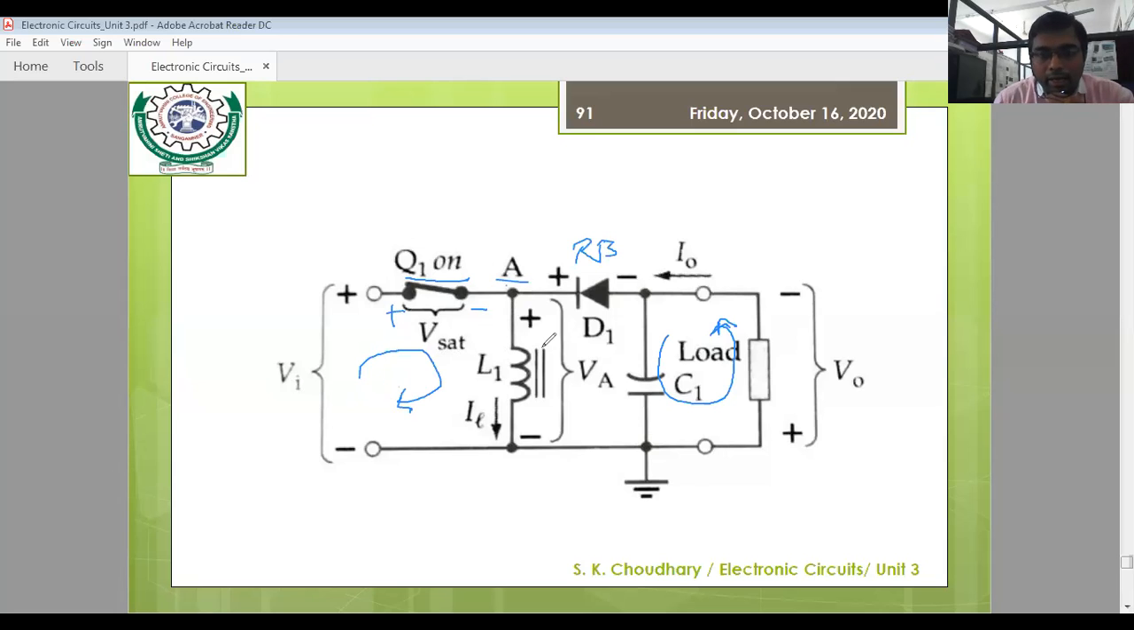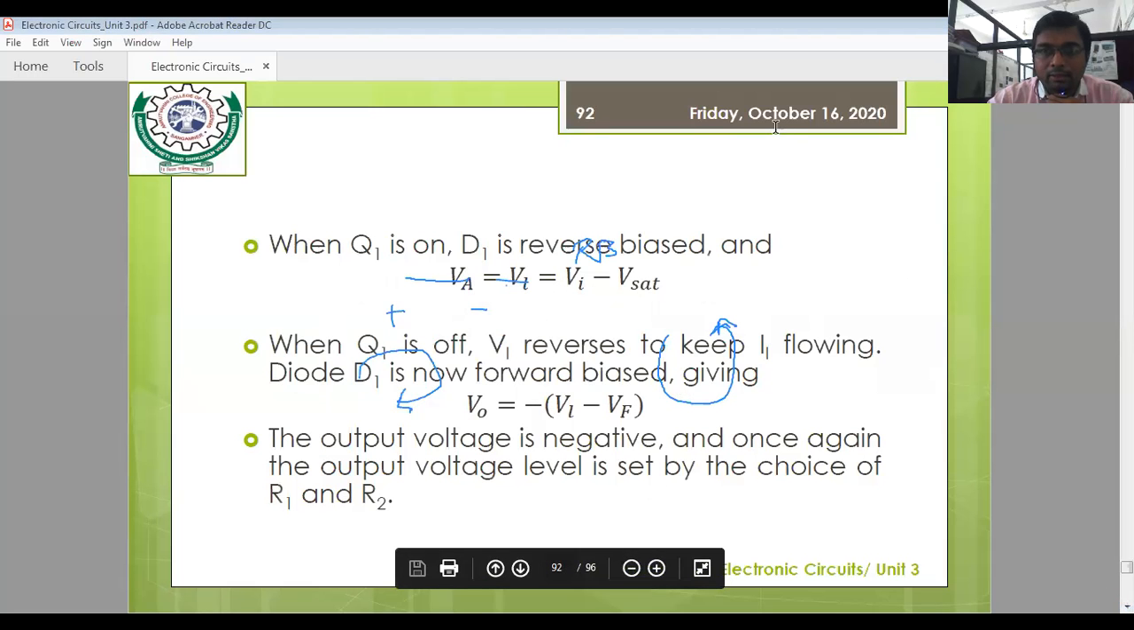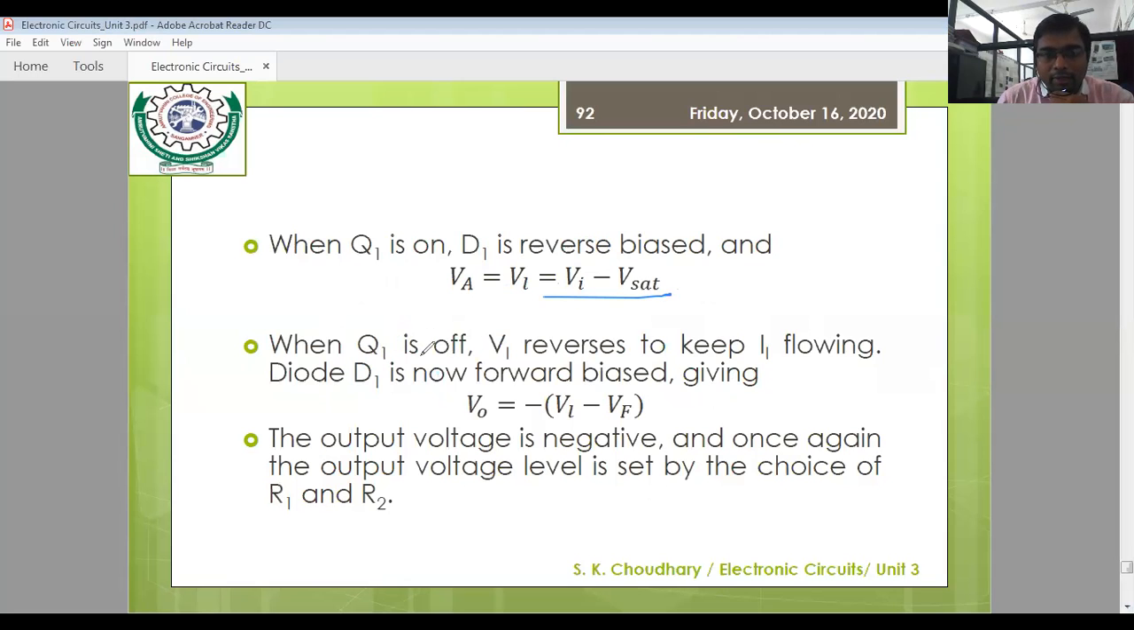And what happens when the switch is off? Let us see the current equation as per our discussion. VA is nothing but VL here, and it is nothing but VI minus VSAT. When Q1 is off, this VL is reversed to keep the flow of IL. VL would be reversed.